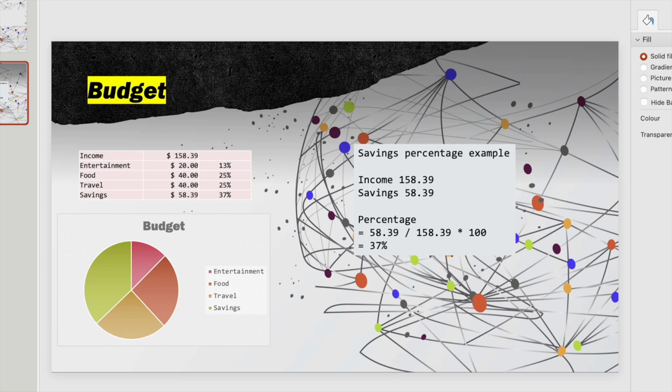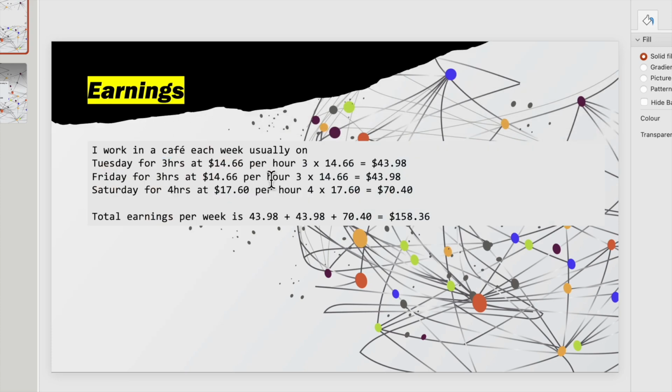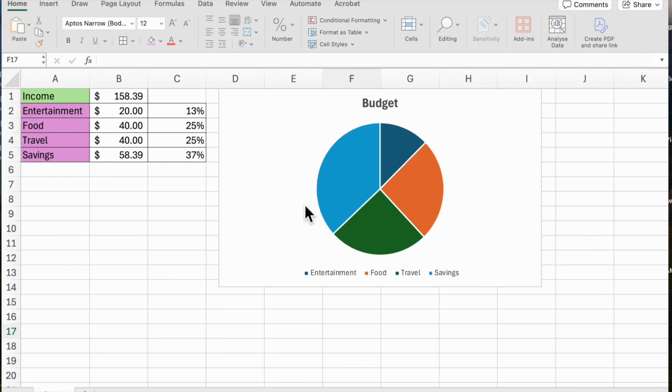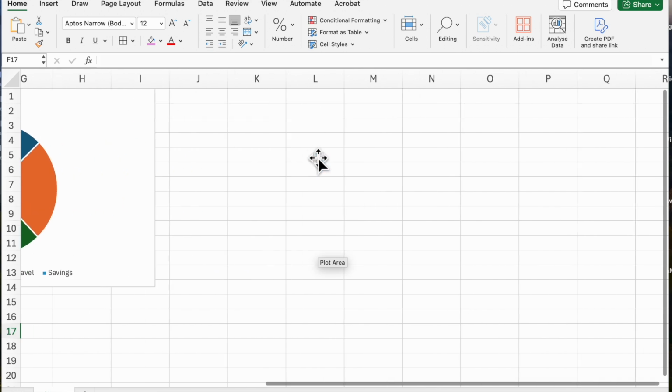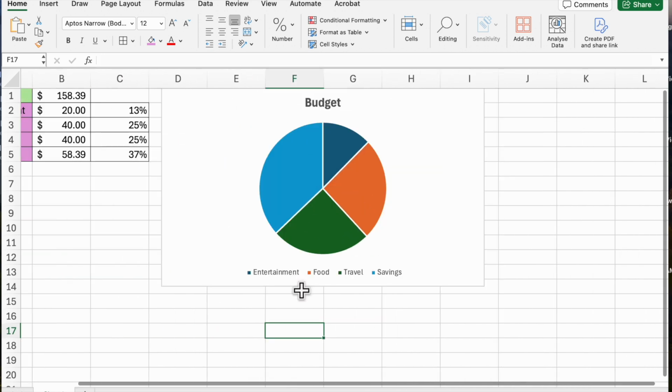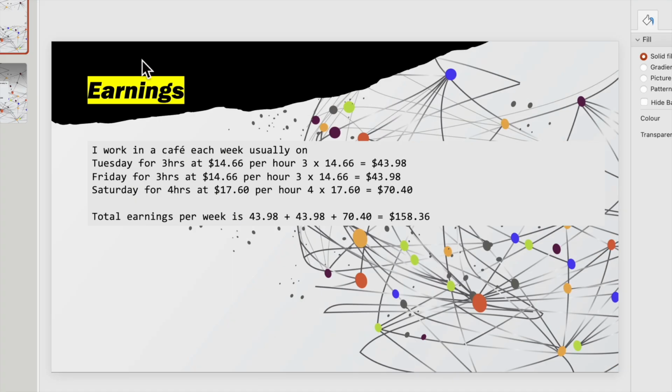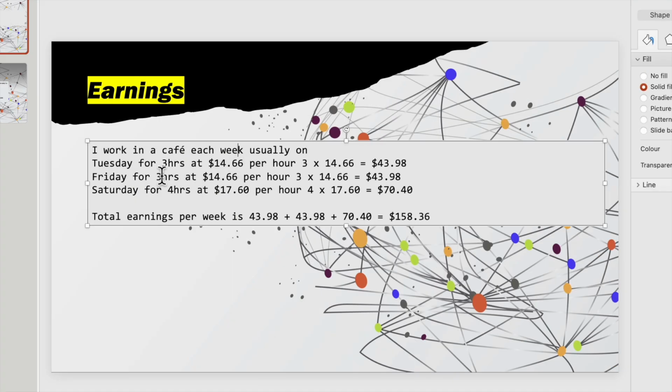So in this, what we're going to do is show how to do the earnings and the budget. First of all, when you do your earnings, what I did was, I don't have a job, so I've just looked at what the average ones were. So I looked at how much someone made, and then I created a bit of a table. Now, let's have a look at the earnings then.